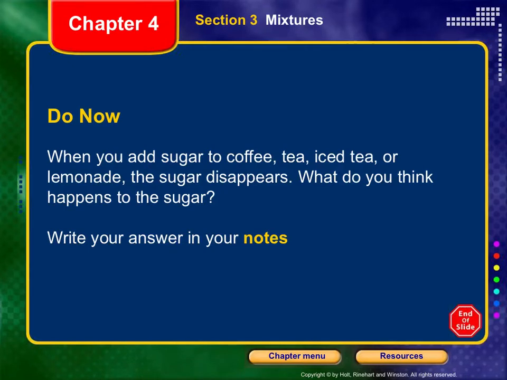Okay, guys, this is section 3 of chapter 4. This is it for this chapter. And I want you to consider this question. When you add sugar to coffee, tea, iced tea, or lemonade, the sugar disappears. What do you think happens to the sugar?